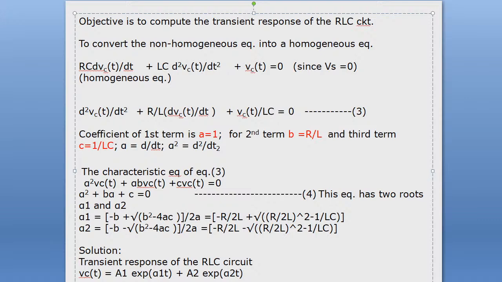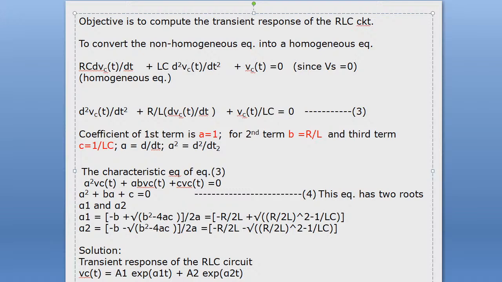Now we need to calculate the transient response of this circuit. To compute the transient response, we need to convert the non-homogeneous equation into a homogeneous equation. So how do you convert it? We just consider the supply voltage equal to 0, or we remove the supply voltage from the circuit.